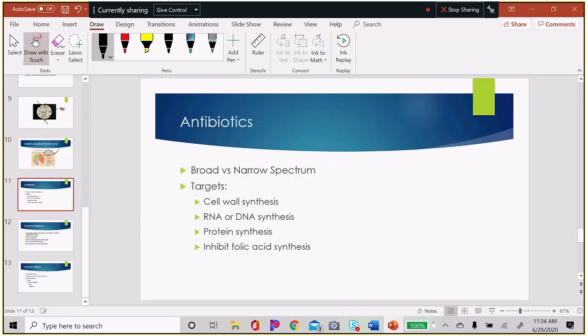So then the next couple of slides are going to talk about antibiotics in general. Antibiotics have both broad and narrow spectrum types. Broad spectrum antibiotics can target multiple types of bacteria, meaning they would work against multiple types of bacteria. Narrow spectrum antibiotics are only able to target specific types of bacteria and aren't used as often for that reason.